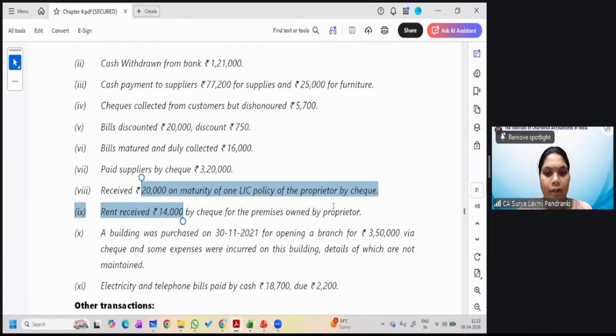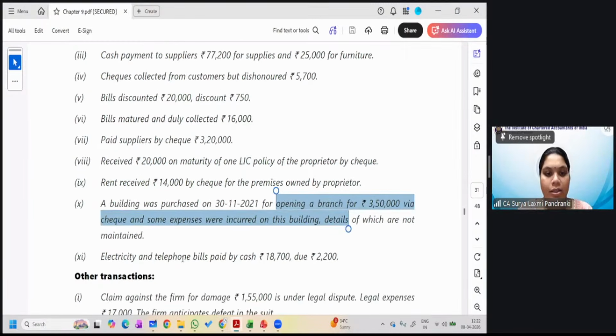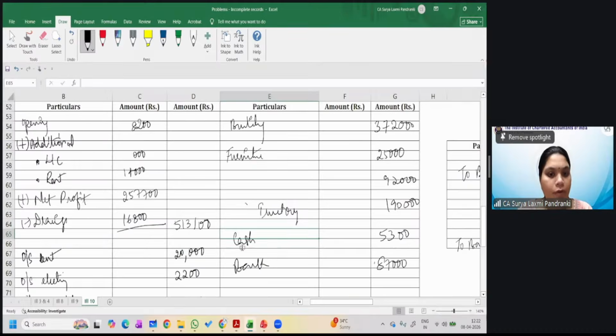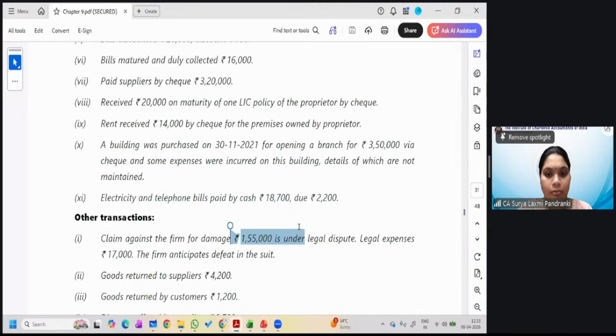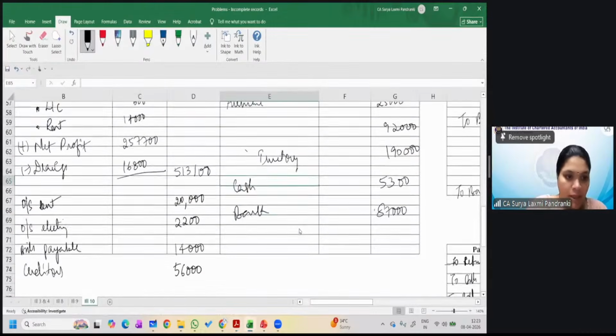These two are drawings we have written. Building we have written on the asset side. This outstanding 2,200 also we wrote, no? Yeah. And then provision, this also we have. Provision for claims for damages. It has to be written under the liability side.